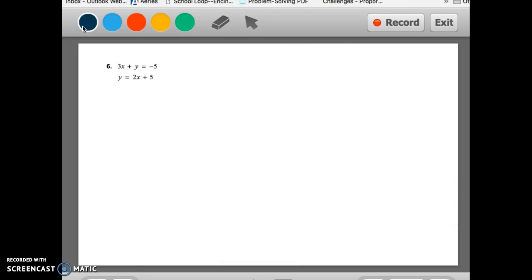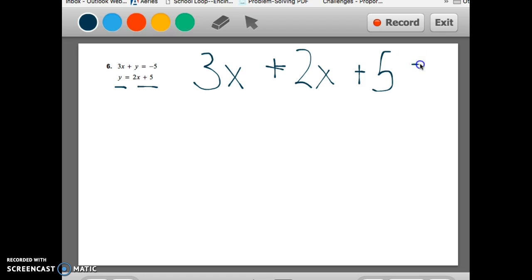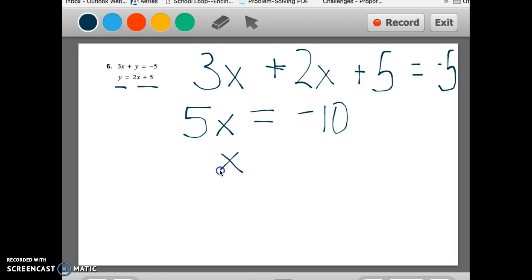Okay, in this one we see y is isolated. So let's just plug in what we have for y into the top. So instead of writing 3x plus y, we'll write 3x plus, and we'll put 2x plus 5 there. I don't need parentheses because when I'm adding, the parentheses don't matter. If I was subtracting, it would matter. Equals negative 5. So then this combines like terms and I get 5x. I subtract 5 from both sides and I get negative 10. So x equals, divide by 5 on both sides, x equals negative 2.